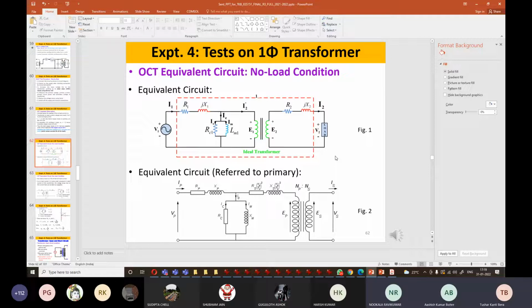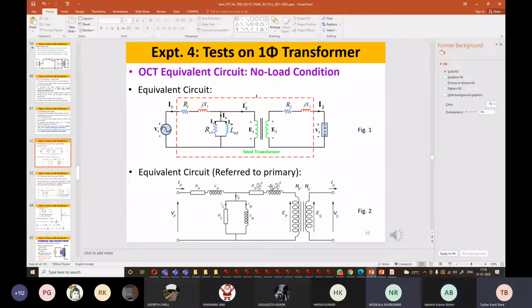Yes, this is actually an approximation procedure, so the same thing can be done. That means R1 and jX1 can also be transferred to the secondary. At that time this branch will come here, and it will be called R1 dash and X1 dash, also associated with the ratio. But at that time it will not be NP by NS, it will be NS by NP. You should remember that it will change according to the turn ratio when you refer to the primary or the secondary.